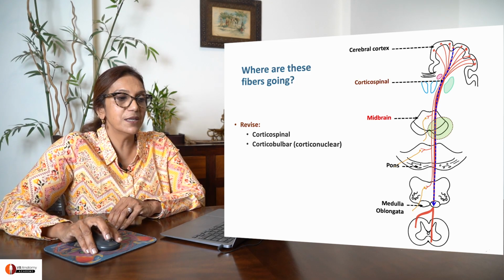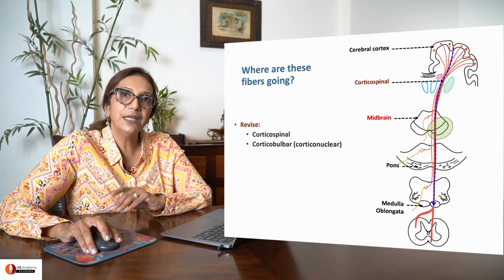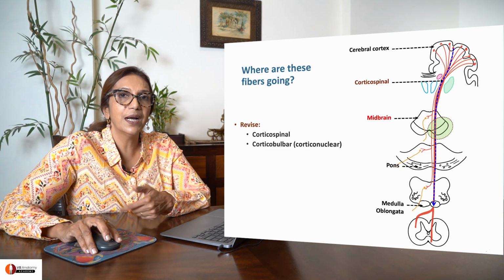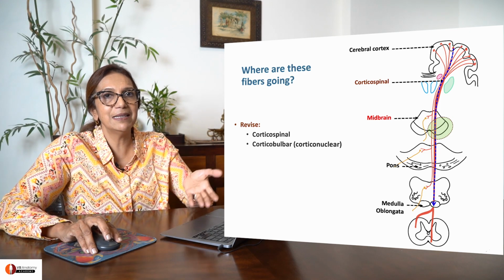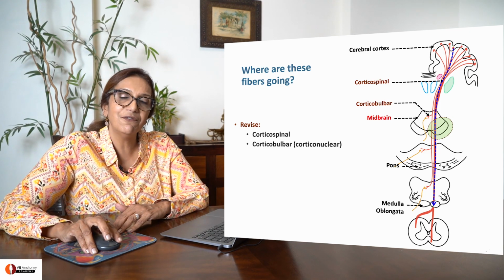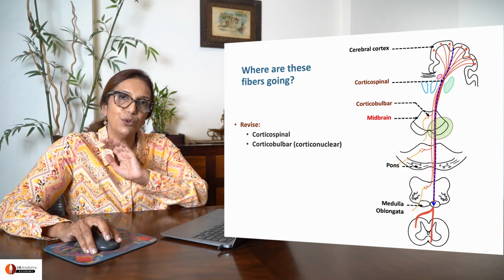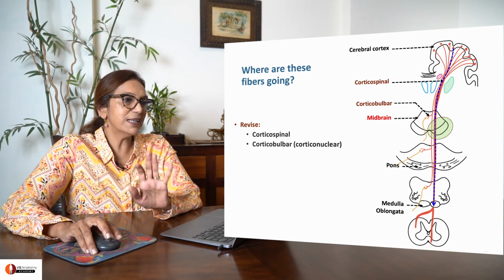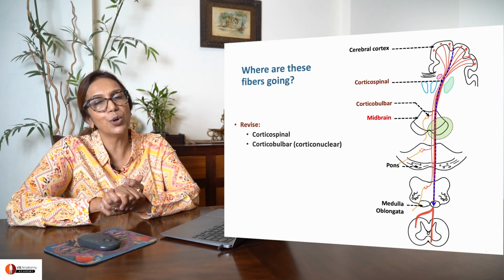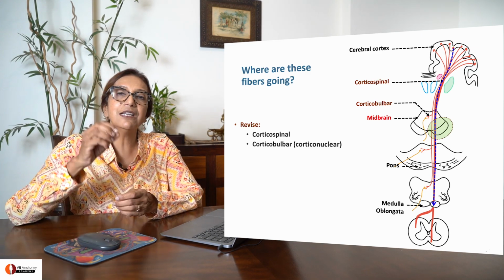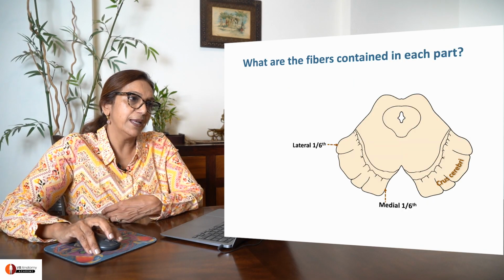Some fibers from this will stop at the level of brainstem. They can stimulate the midbrain, pons or medulla oblongata cranial nerves, and they are called corticobulbar. Bulb is the brainstem. Corticobulbar fibers. They will be stimulating the cranial nerves in midbrain, pons or medulla oblongata. Clear? So these are corticospinal and corticobulbar fibers, which are also sometimes called corticonuclear fibers, since they go to nuclei of cranial nerves. Okay?